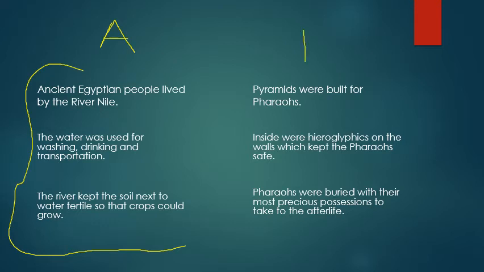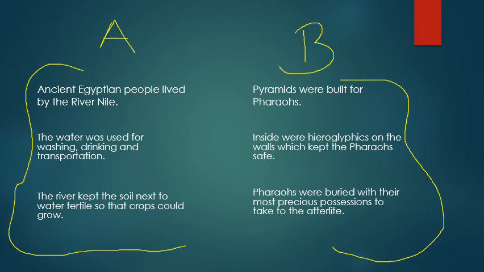Over here, the pyramids were built for pharaohs. Inside were hieroglyphics on the walls which kept the pharaohs safe, and pharaohs were buried with their most precious possessions to take into the afterlife. These three statements are all about pyramids or pharaohs being buried within the tombs in the pyramids.